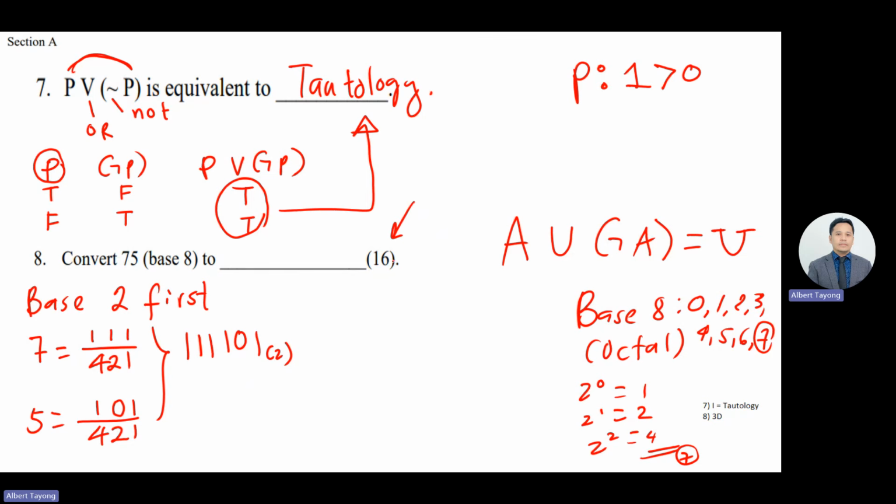But we need to convert to base 16. So this is only the first step. The second step is to convert this base 2 to base 16. So what we're going to do is to use 8421.